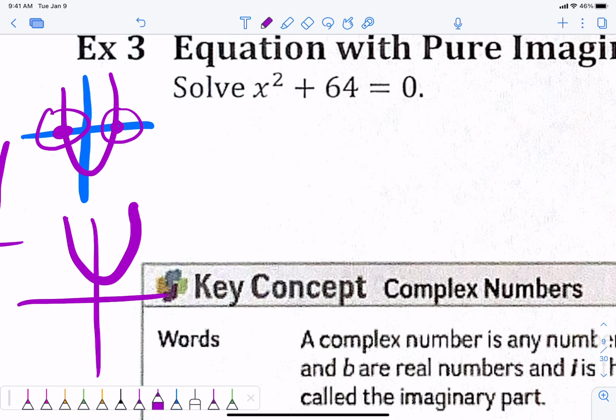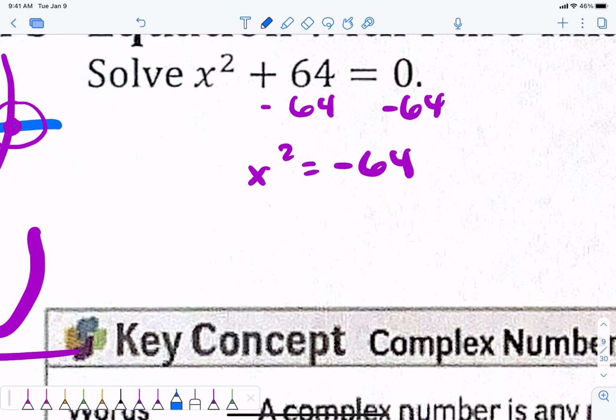When we're solving for x here, we would subtract the 64 over to the other side. X squared equals negative 64. And then we would do what? Take the square root, right? What's the square root of negative 64?